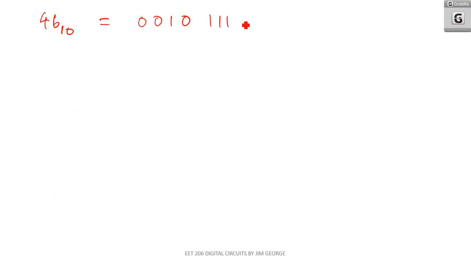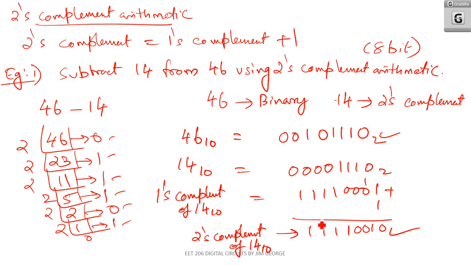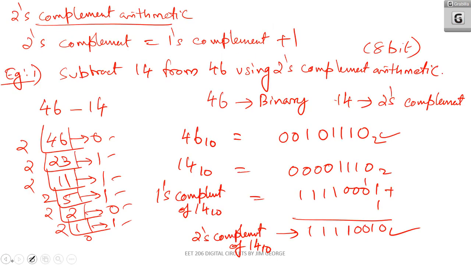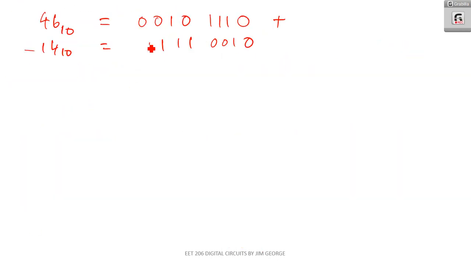Plus, what is minus 14 to the base 10? That is basically the 2's complement of 14 to the base 10. That is 1, 1, 1, 1, 0, 0, 1, 0. Now you can add.